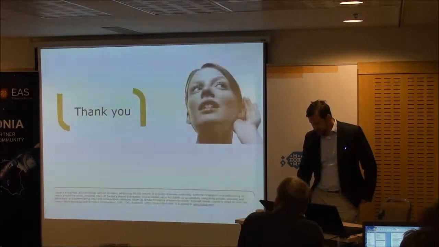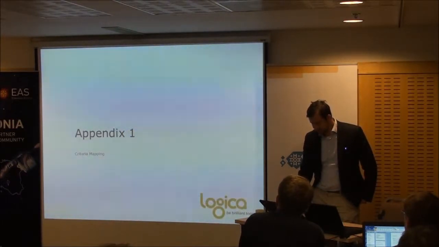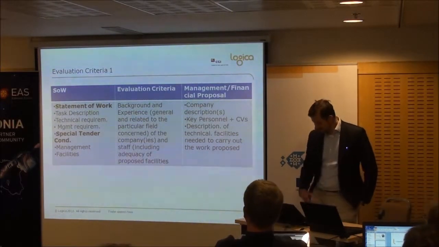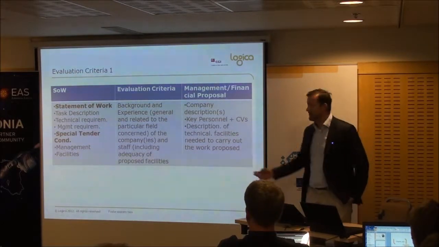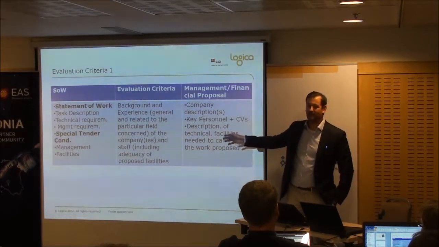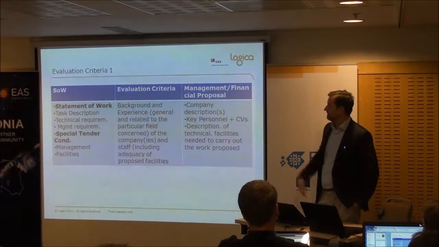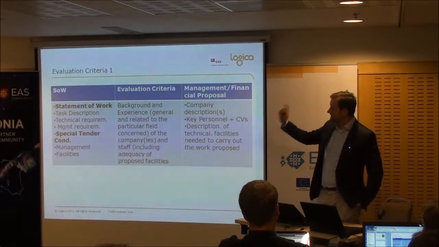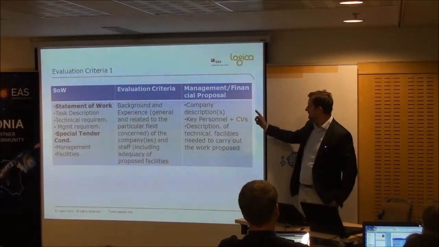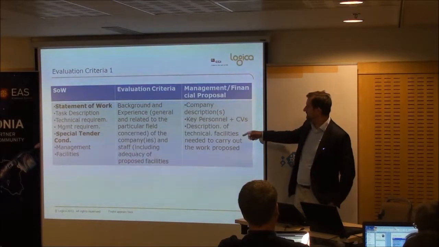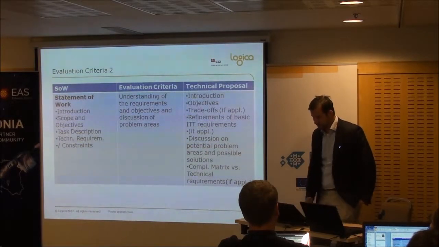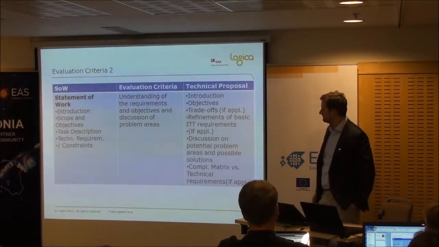Okay. So what I've additionally put on the end here is, I probably won't work through all these now, but there are maybe 6 or 7 slides which map the typical evaluation criteria. There are 5 they typically will use. They map the relationship between that and sections of the statement of work or special tender conditions, back to what part of the proposal. So in this case, the management financial proposal. If we go to criteria 2, this is mainly the technical proposal.